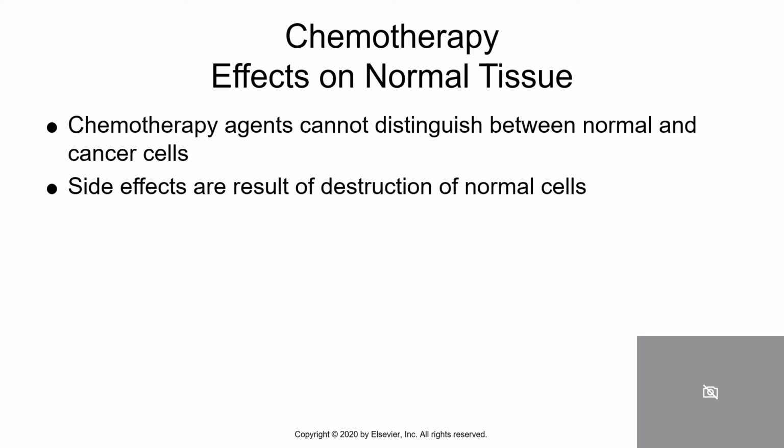The unfortunate side effect of chemotherapy is that chemotherapy doesn't know the difference between a normal and a cancer cell. So side effects, of course, are going to be the result of the destruction of normal cells.